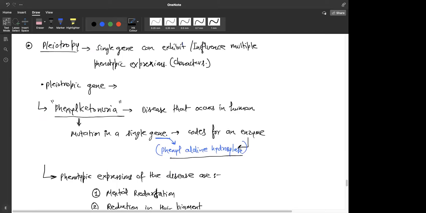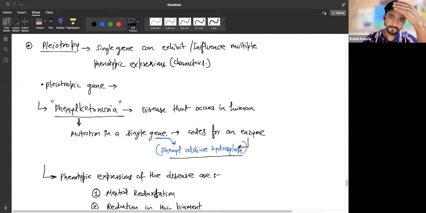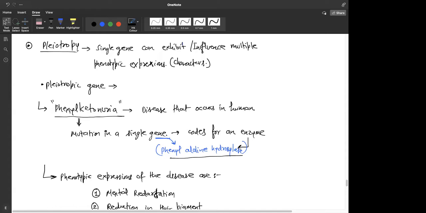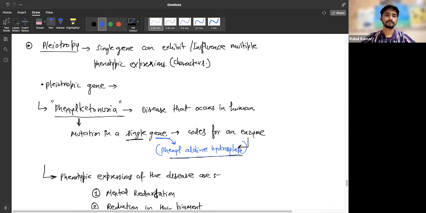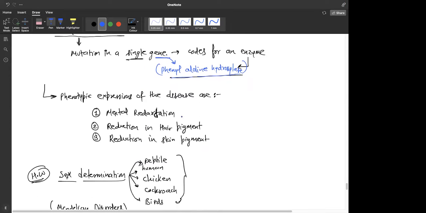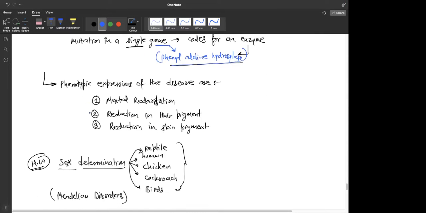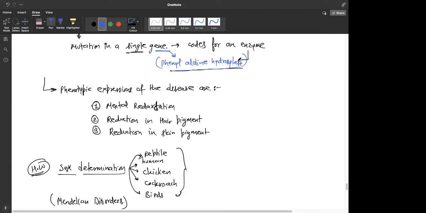What was that? Yes, pleiotropy is when a single gene can influence multiple phenotypic expressions. An example of this we can see in the disease phenylketonuria, which occurs due to a mutation in a single gene that codes for the enzyme phenylalanine hydroxylase. This disease causes mental retardation, reduction in hair pigment, and reduction in skin pigment.